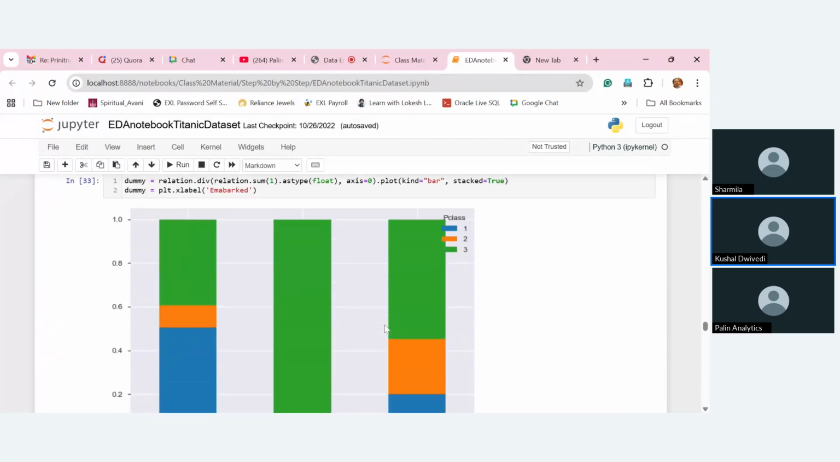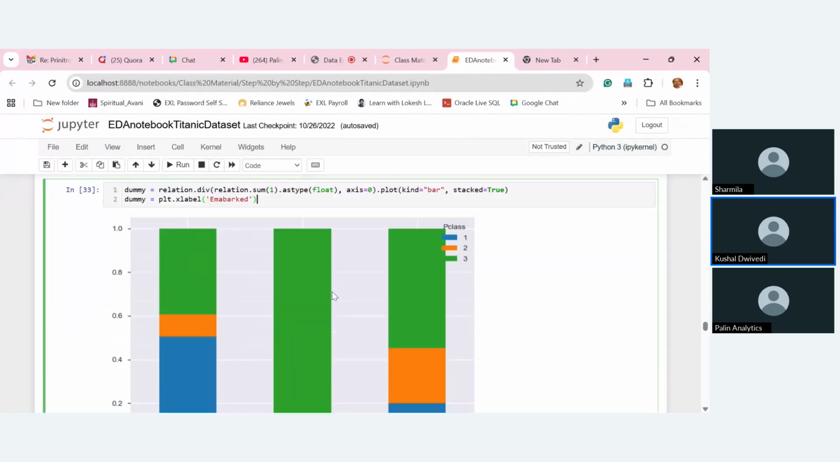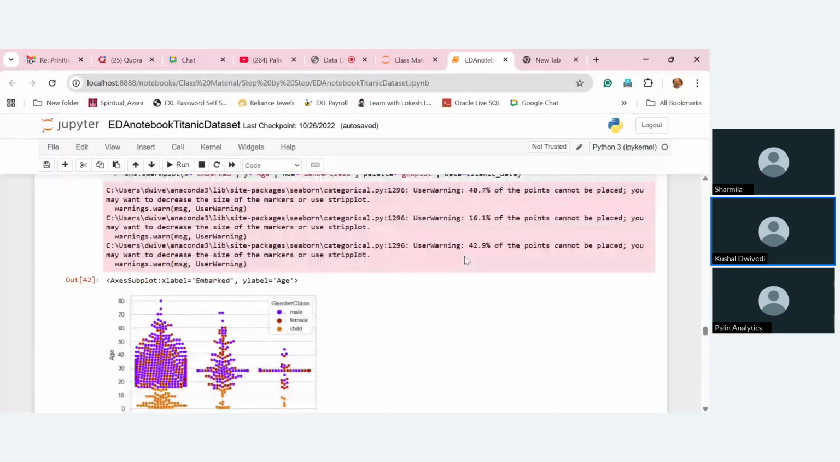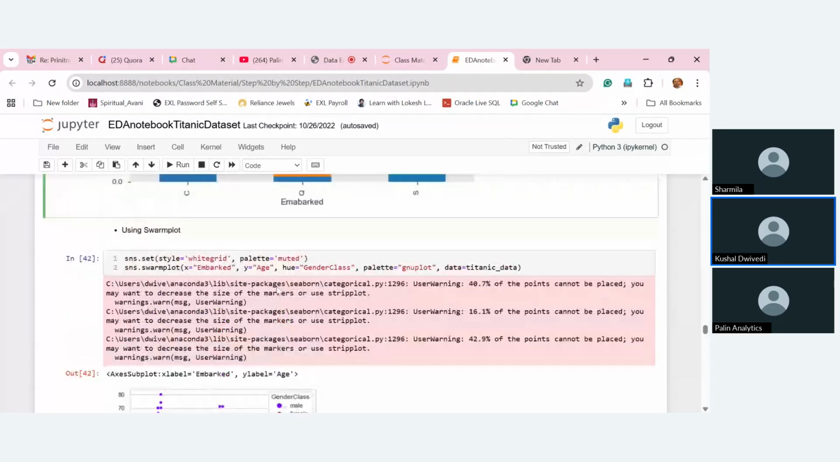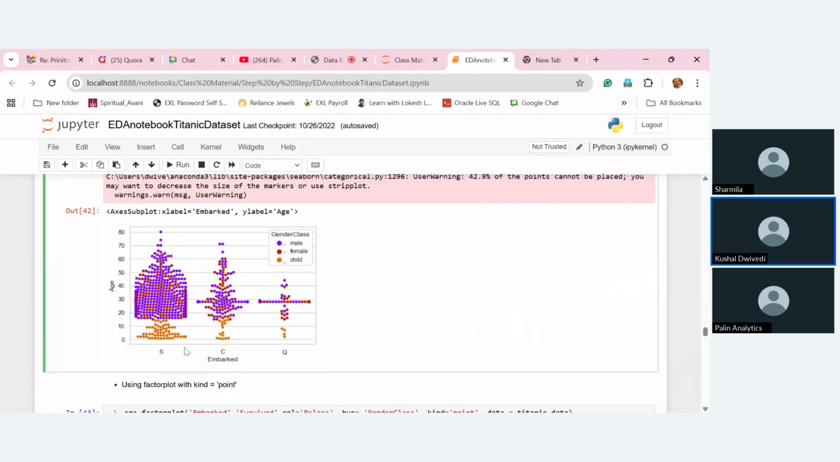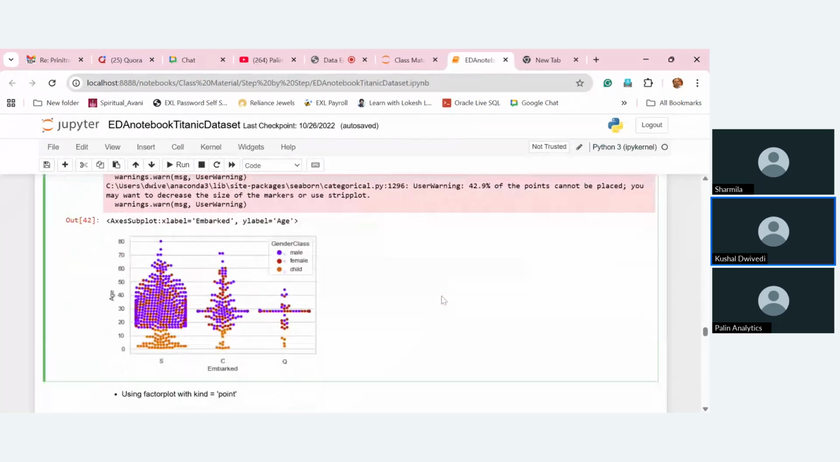And the same thing is now being compared with this chart. Here also you can see how many people were there from which class. Now this is a scatter plot, no, we can say a swarm plot. In the swarm plot, embarked, age, and gender class were plotted. Here there is no survived or non-survived; we are just comparing embarked with age, and the gender class gives color to it.